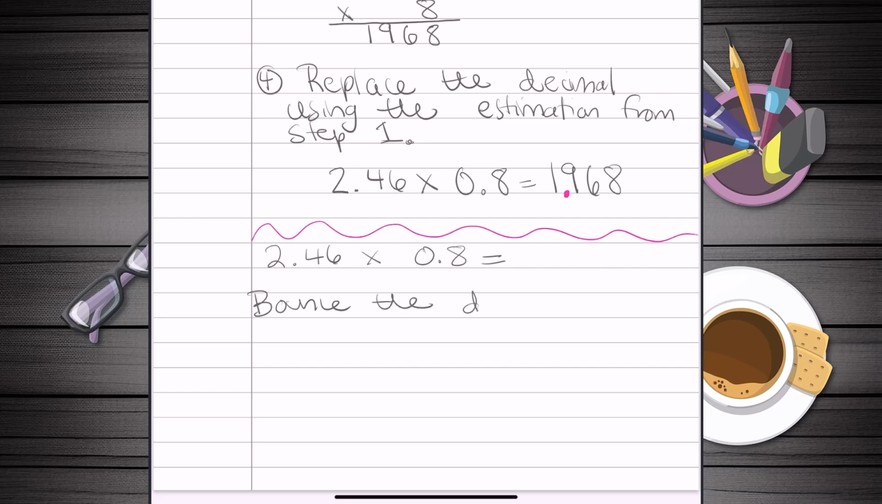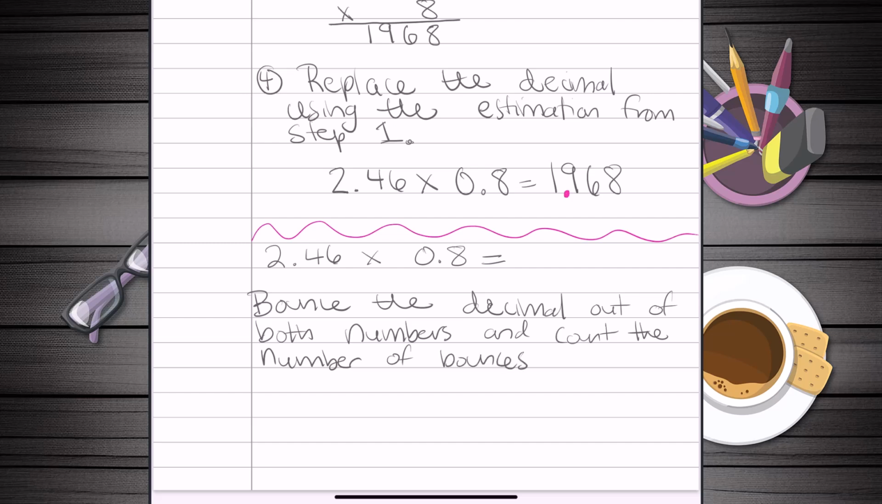So what we'll do is we'll bounce the decimal out of both numbers. And when I say bounce, it means to move the decimal out to give us a whole number, and we count it as we do it. That's what the bouncing is for. So move the decimal place out and count the number of bounces. It's not really a mathematically technical term.